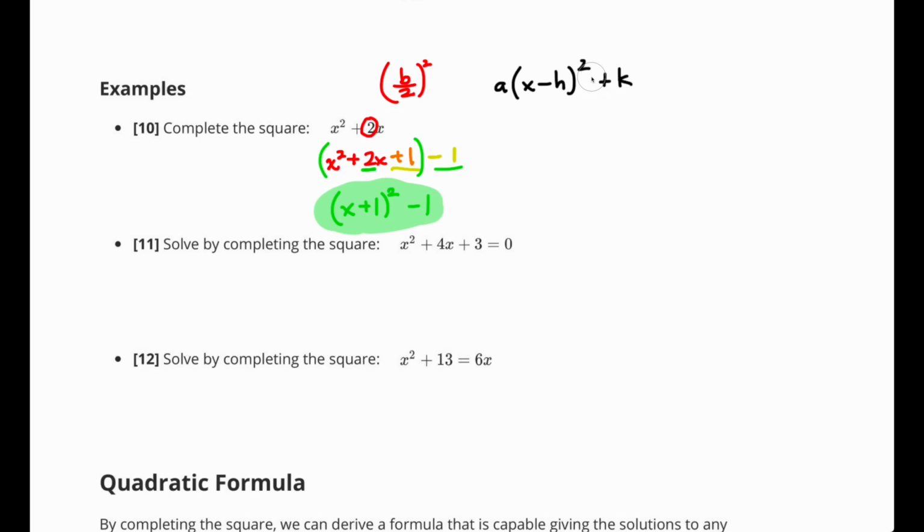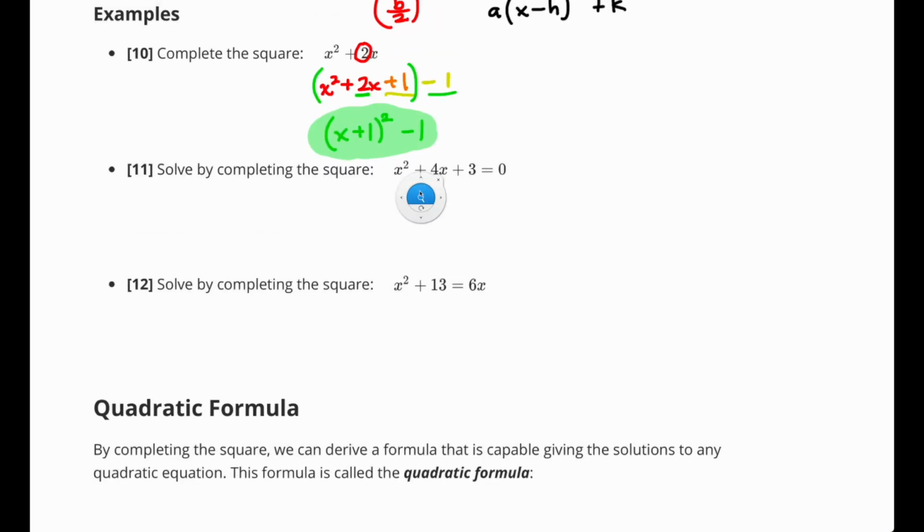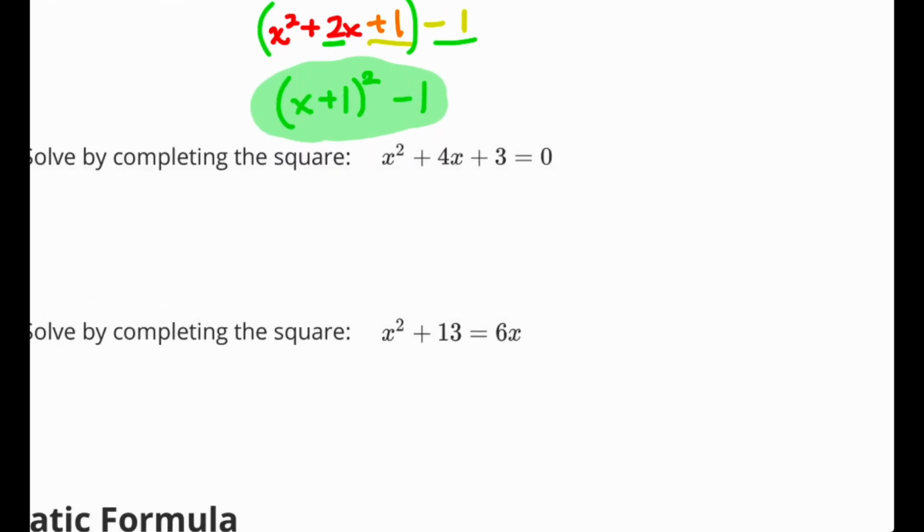Okay. Now we didn't solve on this because it's just an expression, but 11 and 12 are equations, so we'll actually be solving those. All right, number 11. Same kind of thing with completing the square, only this time we're actually going to solve. So we need to get it into that vertex form that I was talking about just a second ago. First thing that I'm going to do is subtract off the 3 on the other side. So now you're going to have x squared plus 4x and then minus 3 on both sides. So 0 minus 3 is negative 3.